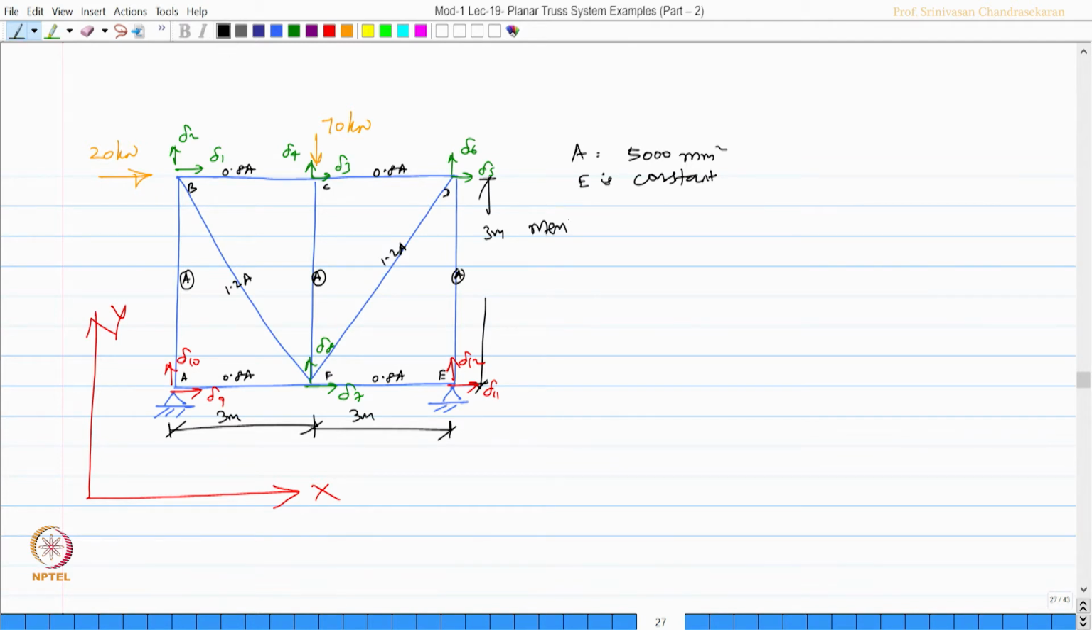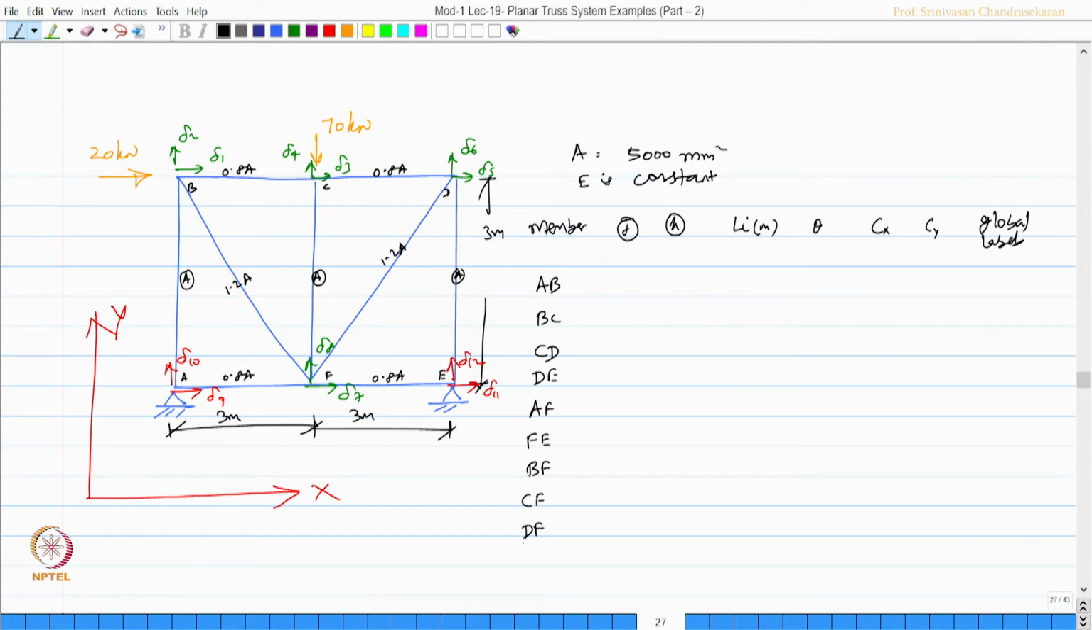So, let us say member, j and k ends of each member, okay, length of the member in meters. Let us enter theta. Let us find Cx and Cy, then enter the global labels, because these are the input for my computer program. So, members AB, okay, BC, CD, DE, AF, FE, BF, CF and DF. There are 9 members, 1, 2, 3, 4, 5, 6, 7, 8, 9 members.